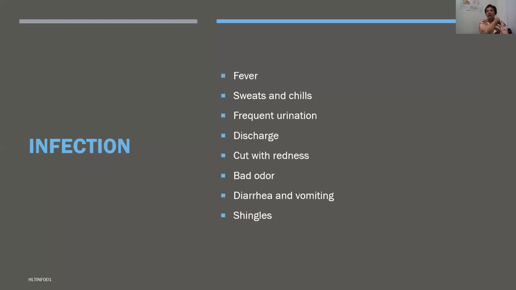And it must be an infection. It must be an allergic reaction.